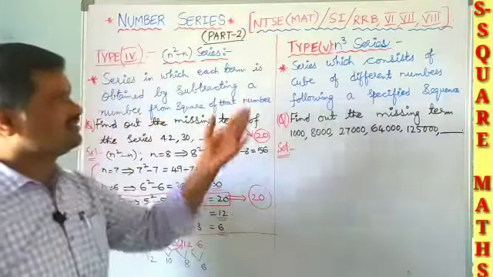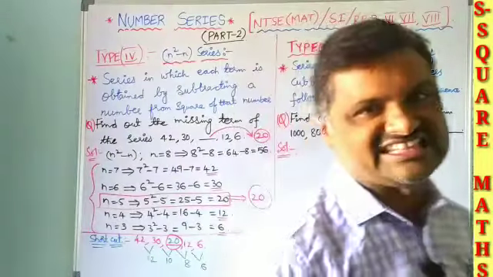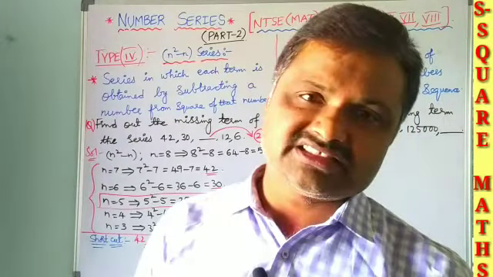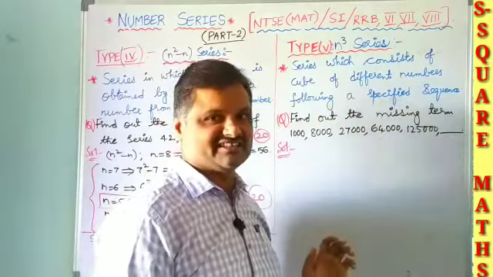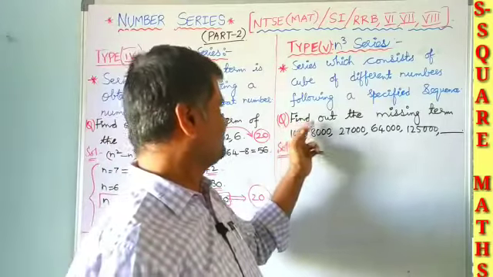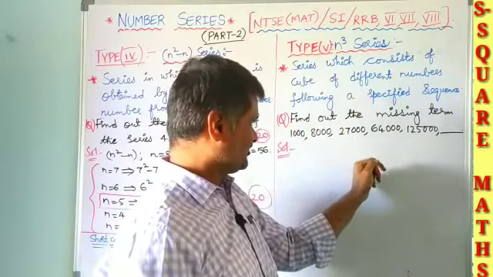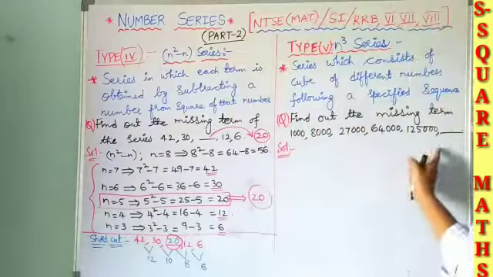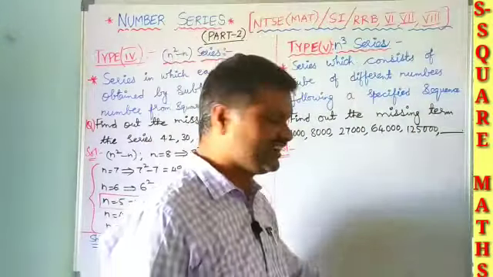So a series in which cubes of different numbers follow a specified sequence, nothing but a particular sequence, is called a cube series. So if you observe carefully, find out the missing term of 1000, 8000, 27,000, 64,000, 125,000 and the next missing term. So for this, how to proceed?